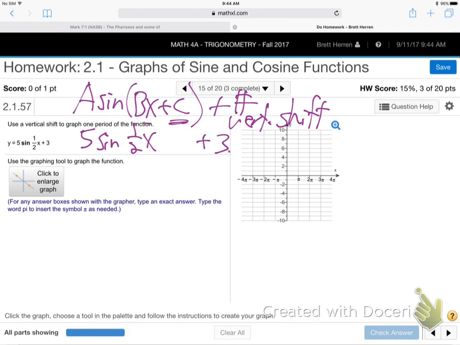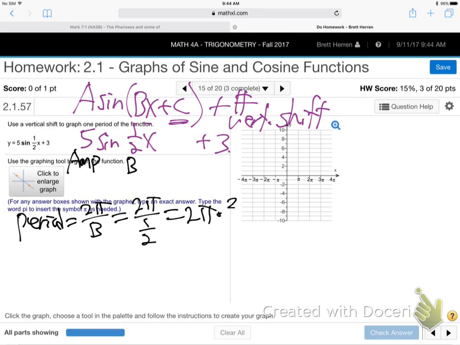So 5 is, as you know, our amplitude. Our period is 2 pi over b, and the b is a half. So you flip that half up, becomes 2 over 1. Just grab that thing and flip it up. Whenever you have a whole number interacting with a fraction, put it over 1. And so they just multiply, don't they? 2 pi times 2 is just going to be 4 pi for the period.